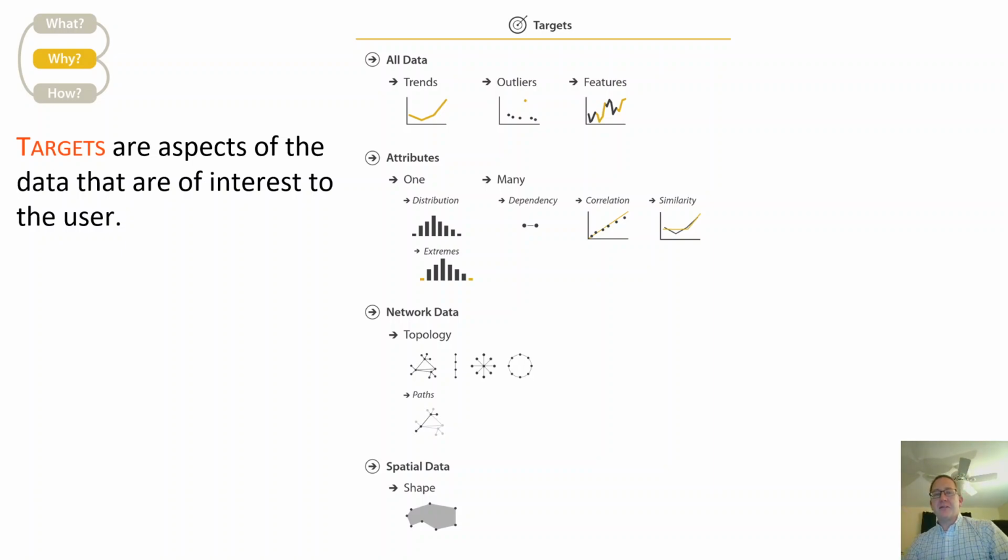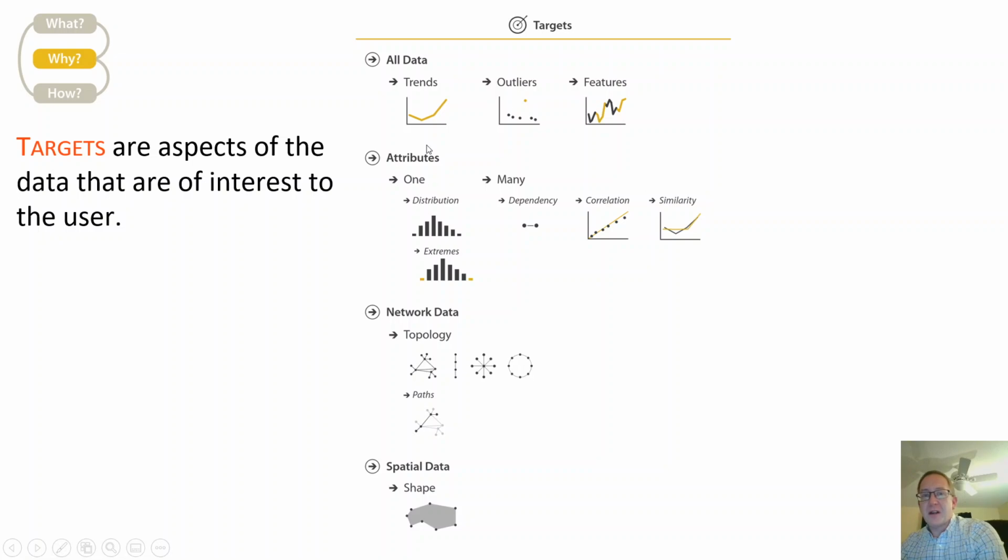And we have something called targets, and the targets themselves are the things that we are looking for. It might be any part of the data. So we're looking for trends in the data. We might be looking for outliers or features. That's all data. That's the target that we're looking for. We might be looking for a particular attribute, like what's a distribution? What are the extreme values in this? How do we have a correlation between things?